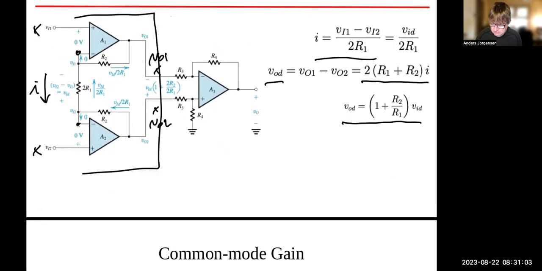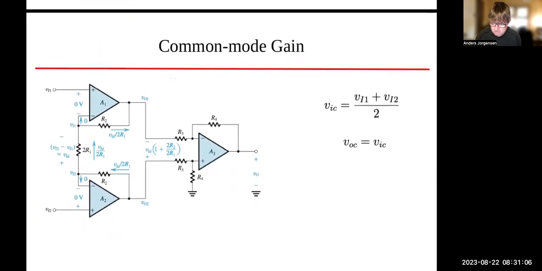Okay, but what about the bias? The bias, which we call the common mode, right? What happens if the 2 inputs are equal? So now I make VI1 equal to VI2. In that case, I have the same voltage here, and my current is equal to 0. That means that the difference in the 2 output voltages is also equal to 0 because there's no current flowing through R2 and R1. And that means that the output voltage is equal to the input voltage.